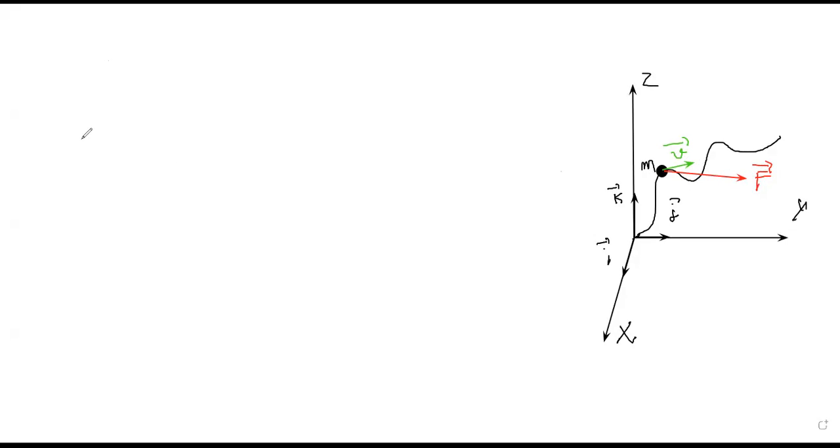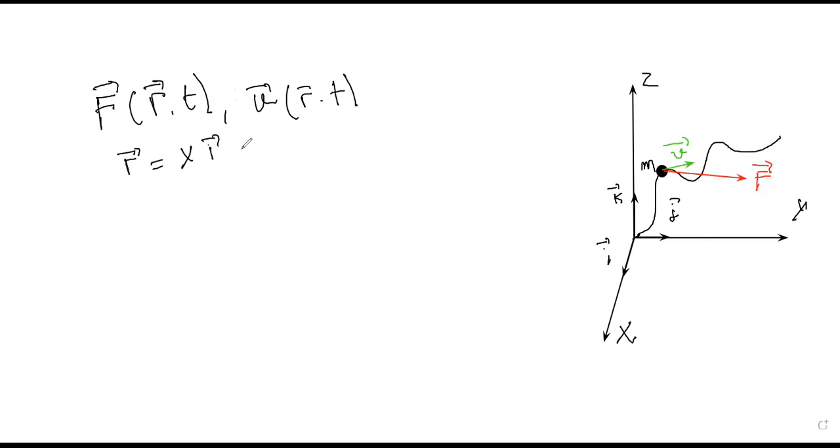And let's assume that the force is a function of the position and the time, and also the velocity, which is a function of the position and time. R is the position vector, which is given in this Cartesian coordinate system by x i plus y j plus z k.